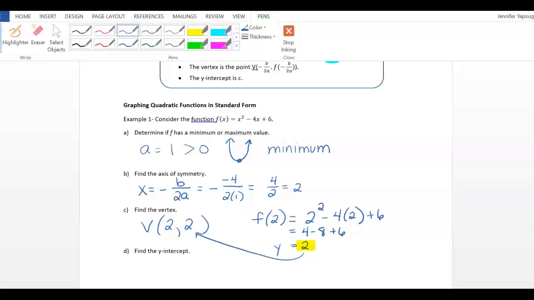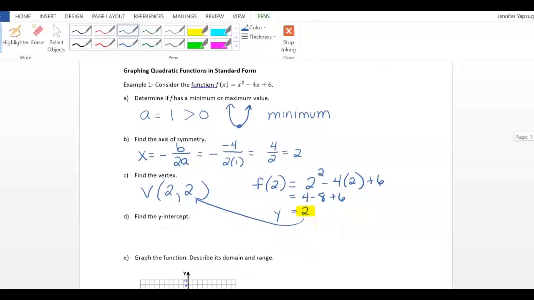All right, and then part D, we're asked to find the y-intercept, so that's simply the value of c. If I look at the value of c in this, c was 6, so my y-intercept is simply the point (0, 6).